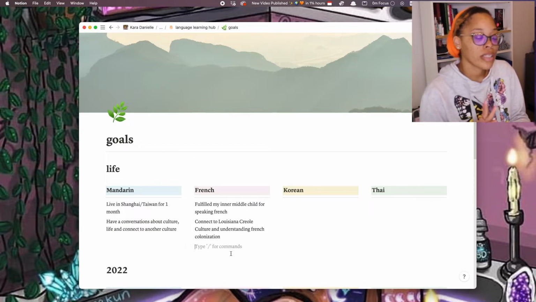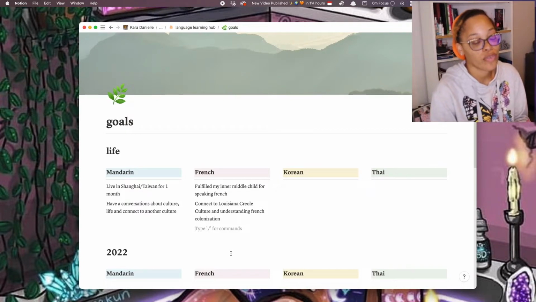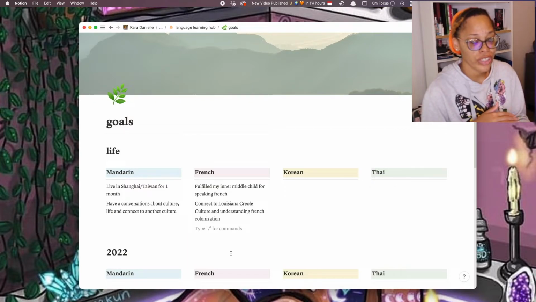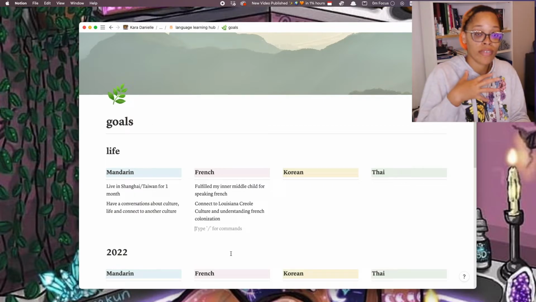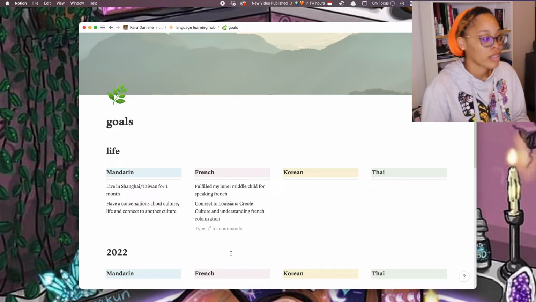The second reason is to connect to Louisiana Creole culture and understand French colonization. So again, you have Colonial French, and you also have Louisiana Creole. I think you have Haitian French. I do want to learn the language, Colonial French, but I also want to learn about the French colonization and how it not only affected where I'm from, which is Louisiana, but how the languages and the dialects connect. So there you have it.